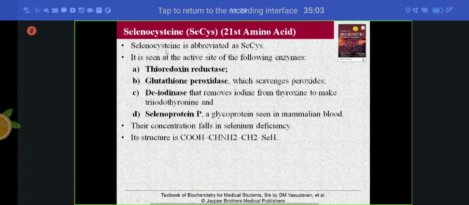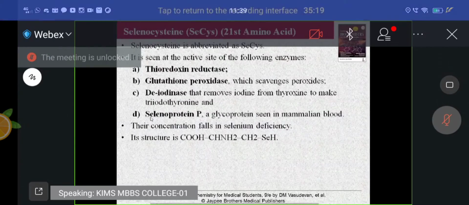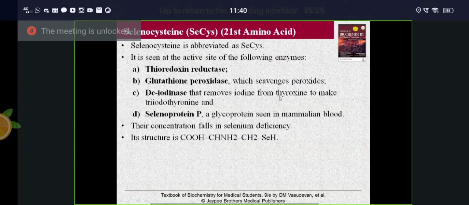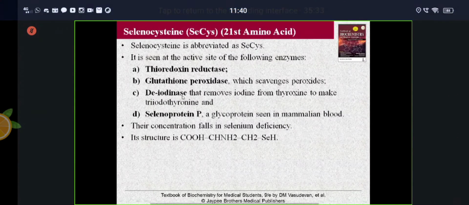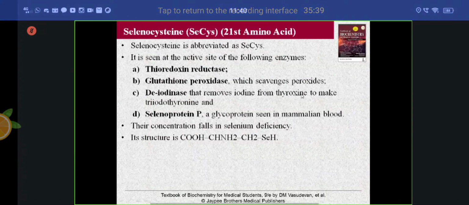Selenocysteine is the 21st amino acid. You can see selenium is used here. So what are the reactions? It is involved in thioredoxin reductase, glutathione peroxidase, and deiodinase, which is involved in the T4 to T3 conversion. It removes one of the iodines from T4 so that you get T3. T4 has 4 iodines and T3 has 3 iodines. As the name deiodinase says, it removes one iodine from T4 so that we get T3. This particular enzyme contains selenocysteine.